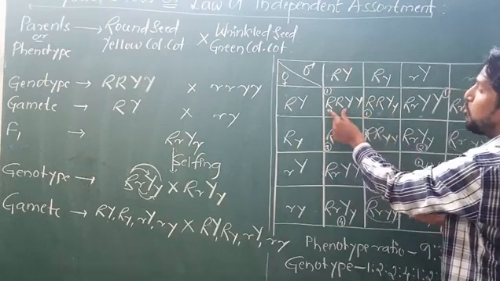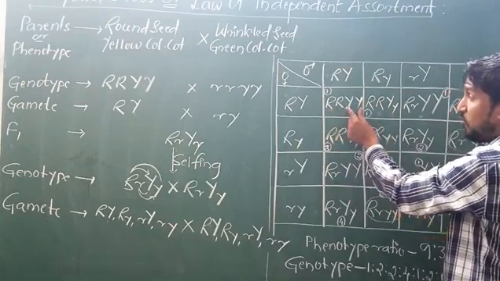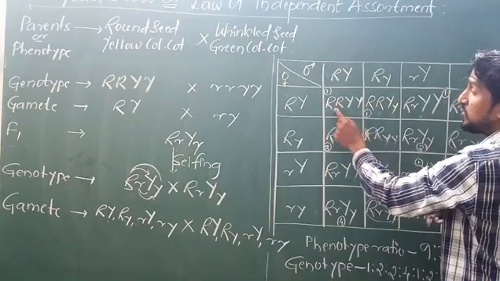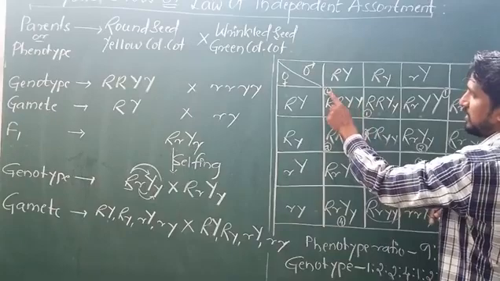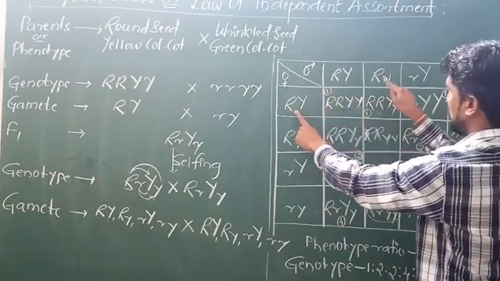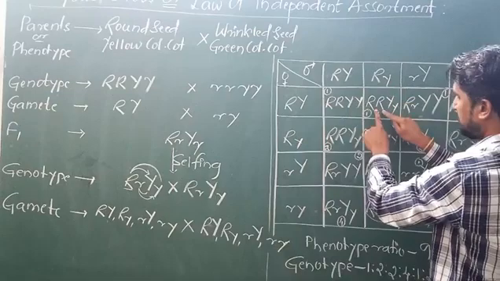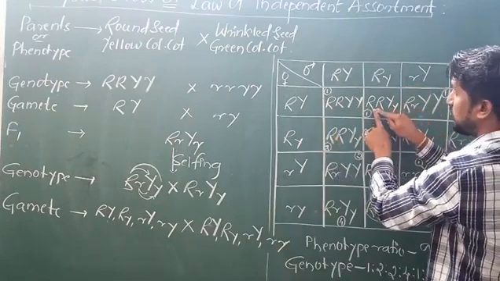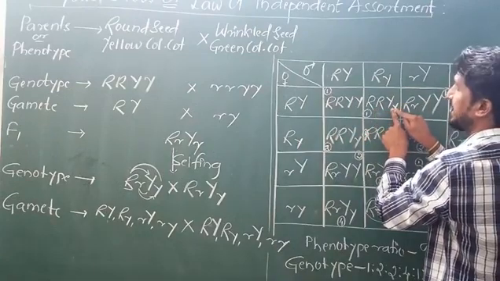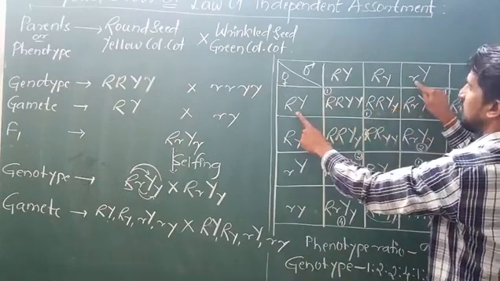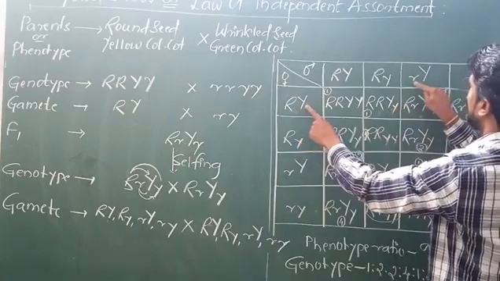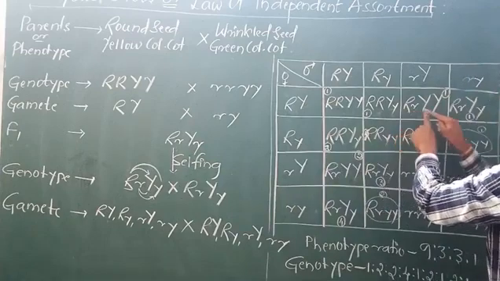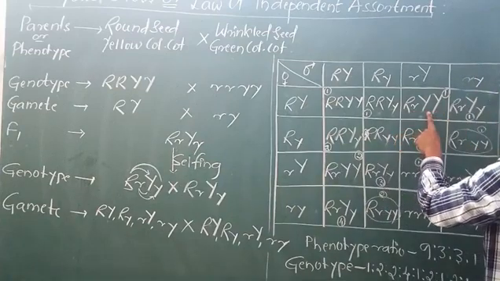It is a homozygous round and homozygous yellow color cotyledon. Complete homozygous condition: round seed with yellow color cotyledon. One is there, right? Then this cross with this. Capital R, capital R, capital R, small y: round seed homozygous, yellow color cotyledon heterozygous. Then the third one, capital R, small r, capital Y, capital Y: that is round seed heterozygous, yellow color cotyledon homozygous.